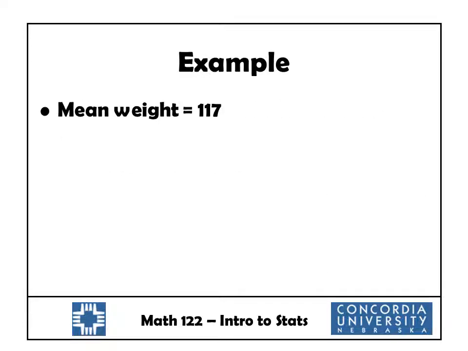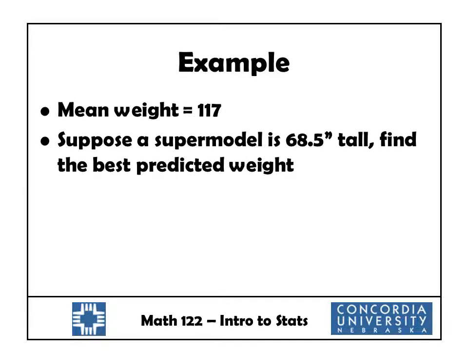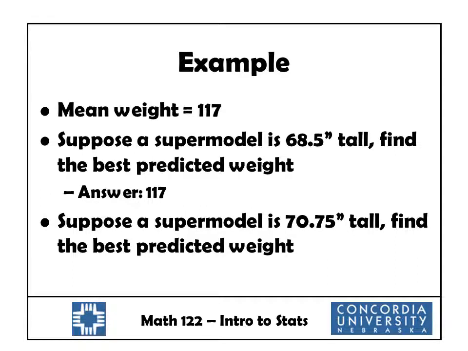Okay? So what does that mean? Well, suppose a supermodel is 68.5 inches tall. Find the best predicted weight. Well, the best predicted weight is simply the mean of those weights, which is 117. So if the supermodel is 68.5 inches tall, our best predicted value of the weight is 117. Likewise, suppose a supermodel is 70.75 inches tall. Find the best predicted weight. Well, it's going to be the same answer, 117 pounds. I'm not using a regression equation or a straight line to predict weights. I'm simply using the mean of those weights, 117.